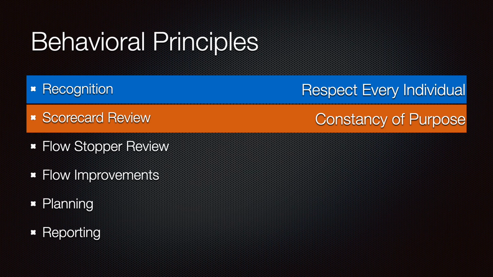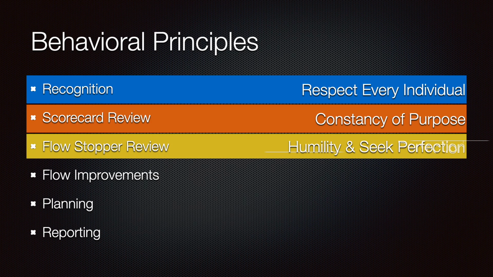It lets us know we exist for a reason, and how are we doing to that purpose, to that reason of existing. That's what that scorecard review allows us to do. That's the principle behind it. Flow stopper review, that gets into humility and seeking perfection, realizing we're not where we want to be yet, and we know that we have opportunity to improve, and it's about understanding what that opportunity is.